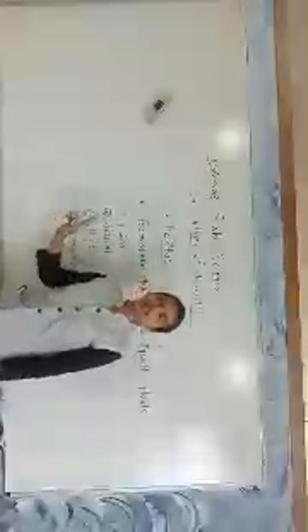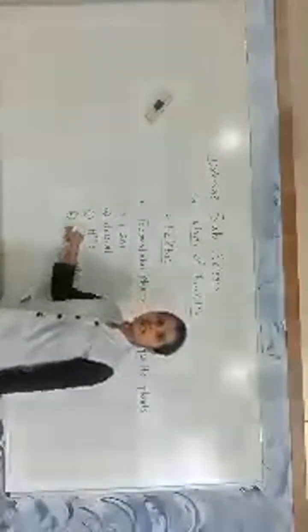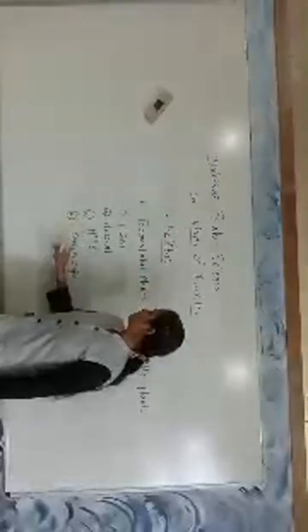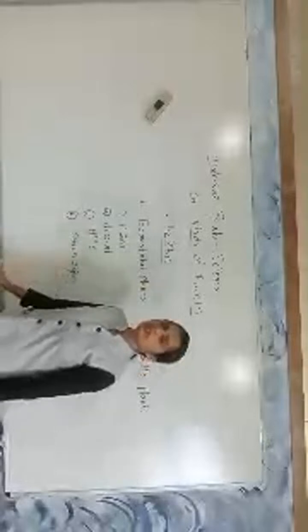So in plains, paddy, wheat, sugarcane, etc. are the plants which grow in plains. In desert region, cactus, date palm, these types of plants grow. Beverages like tea and coffee grow in hills. And in snowy region, fir tree. Fir tree grows in snowy region.